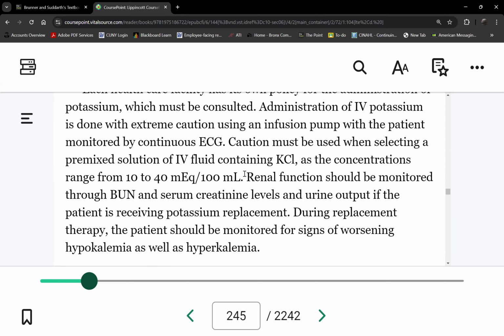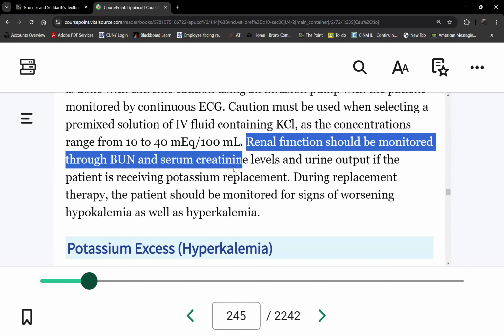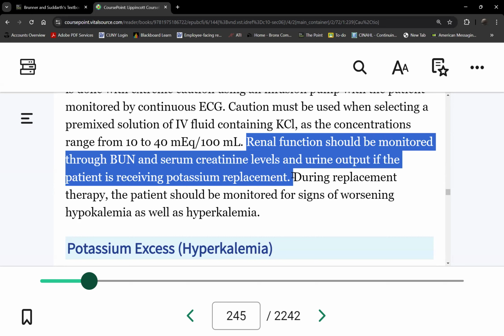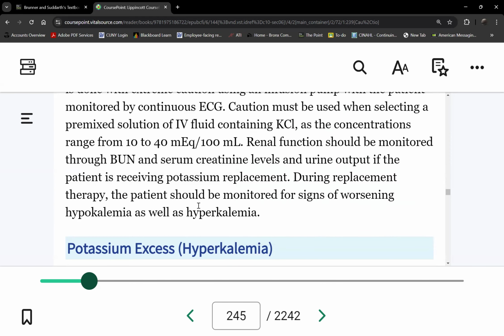However, if it's only IV, what's the maximum you can give? 10. In practice, 10. In the textbook, some textbooks say up to 20, but in practice, I've never seen an order of 20 per hour. Only 10 per hour. Are we clear? So here again, a reminder, renal function must be monitored for anyone receiving potassium, either IV or oral. Any question on hypokalemia? Very good, children.